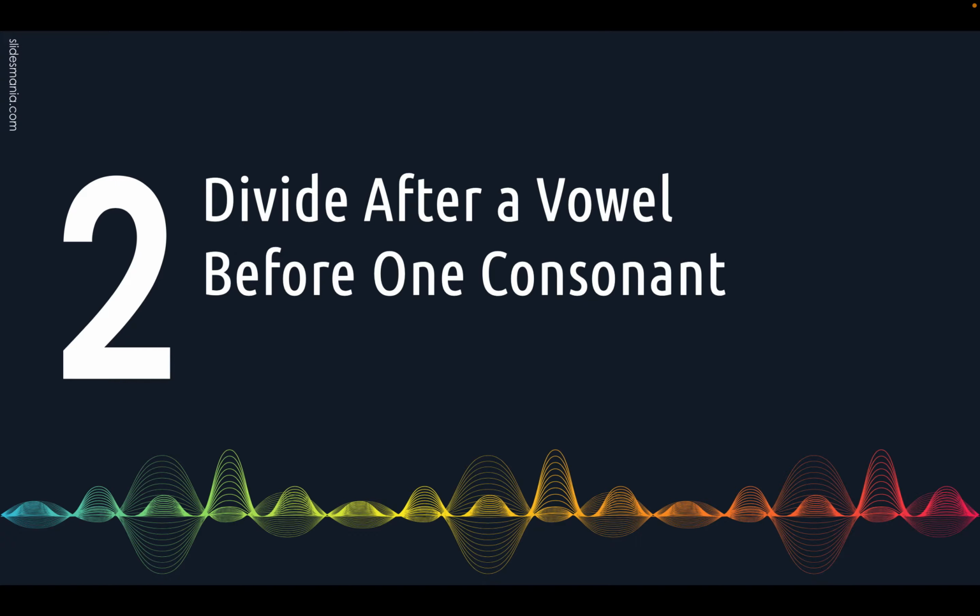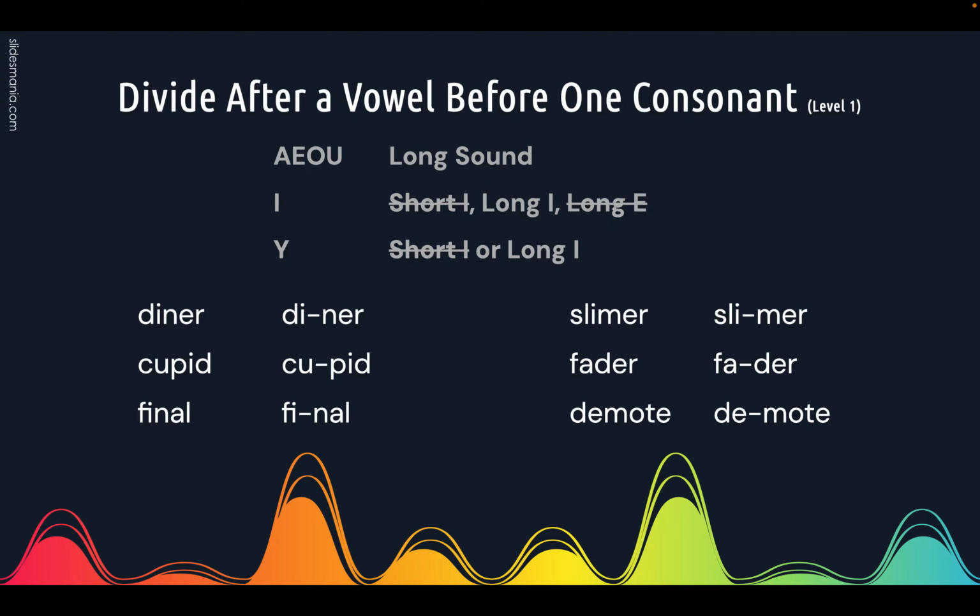Our second rule is to divide after a vowel before one consonant. This rule has several parts. So first we're going to just do the basic level 1 rule. And our most basic version of this rule is if your vowel at the end of a syllable is an A, E, O, or U, use the long sound. If it's an I or a Y, use the long I sound.